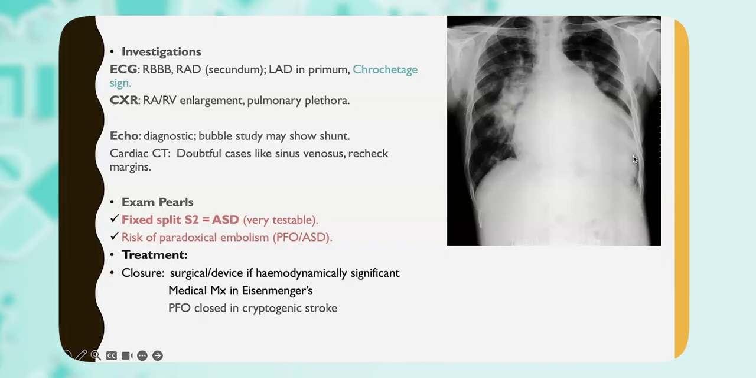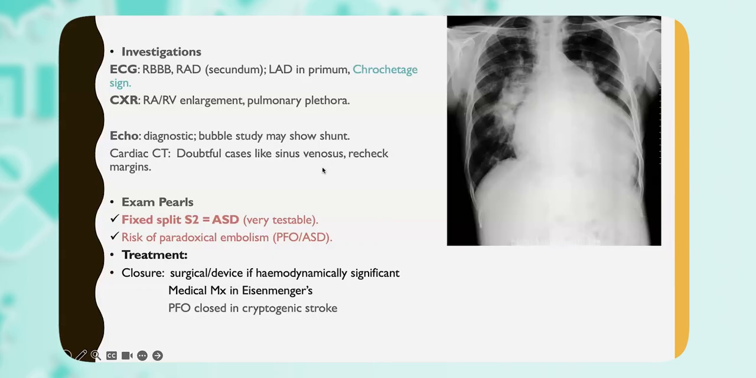And there is an RV type apex. See, the apex is somewhere here, not here. The most outward point is somewhere here, not here. So this is RV type of diffuse apex with pulmonary hypertension with RA enlargement. This is a classical X-ray of atrial septal defect.